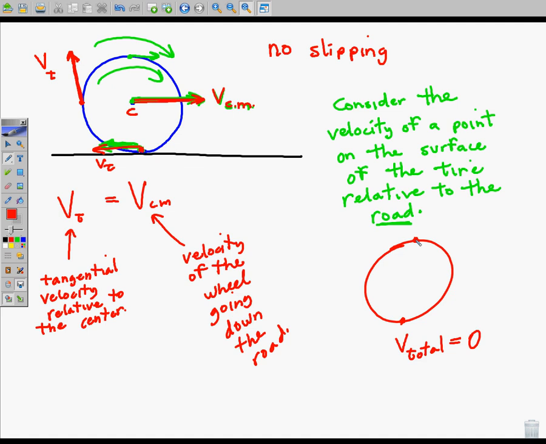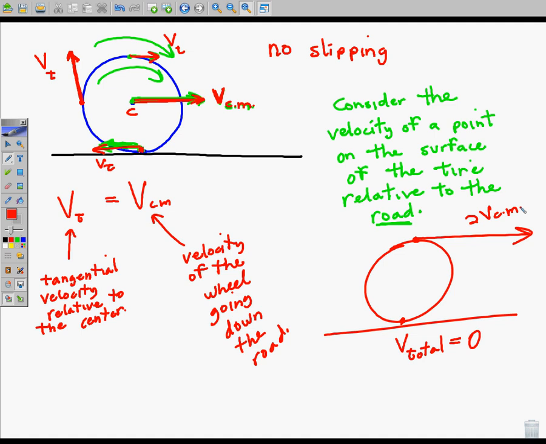But what about when that same point comes around and it's up top of the wheel? Then not only is it going forward with a tangential velocity relative to the center, but the whole tire is going forward as well. Anyone want to take a guess what that velocity is at the top point, relative to the road, not to the center? Two times the velocity of the center of mass. So at this point, how fast is it going relative to the road? Two times the center of mass velocity.